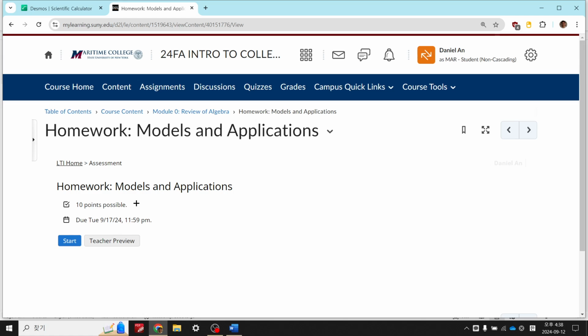So if you did 70% or above, you get 10 out of 10 for the homework grade. If you did less than 70%, then it will be scaled accordingly. So if you did 63%, then 63 over 70 is like 0.9. So you get 9 out of 10 as your homework grade. So something like that, okay?